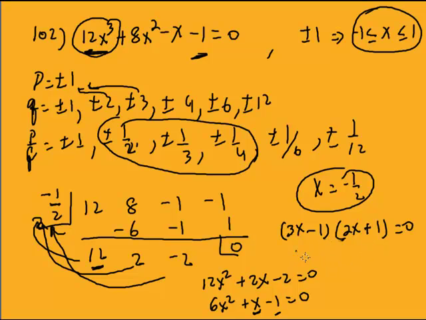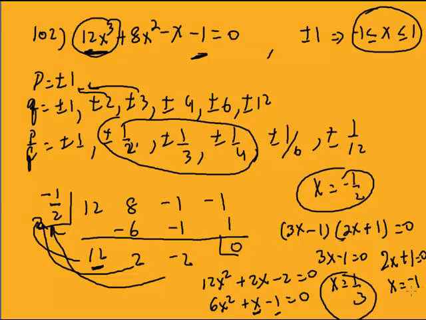So we're going to set each factor equal to 0 and solve for x. When I set my first factor equal to 0, 3x minus 1 is equal to 0, I'm going to get x is equal to 1 over 3. Then I'm going to set 2x plus 1 is equal to 0, and I get x is equal to -1 over 2.